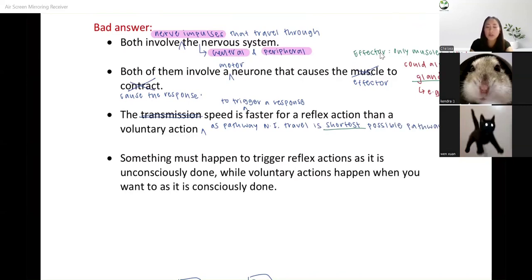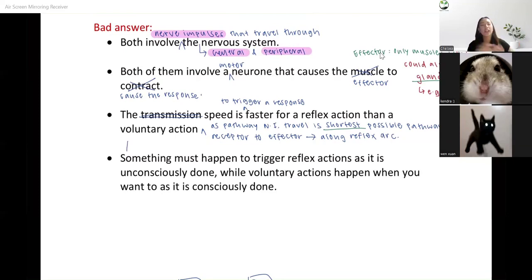It is the shortest possible pathway from receptor to effector. Now, we just define, along your reflex arc. So you can just say shortest possible pathway along the reflex arc. Okay, so that's the first reason. And I would say that's the bigger reason, or maybe the more intuitive one. There's one more.